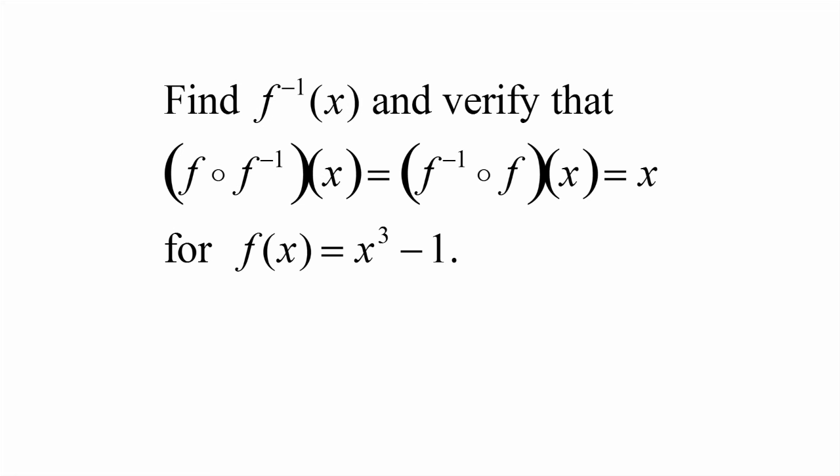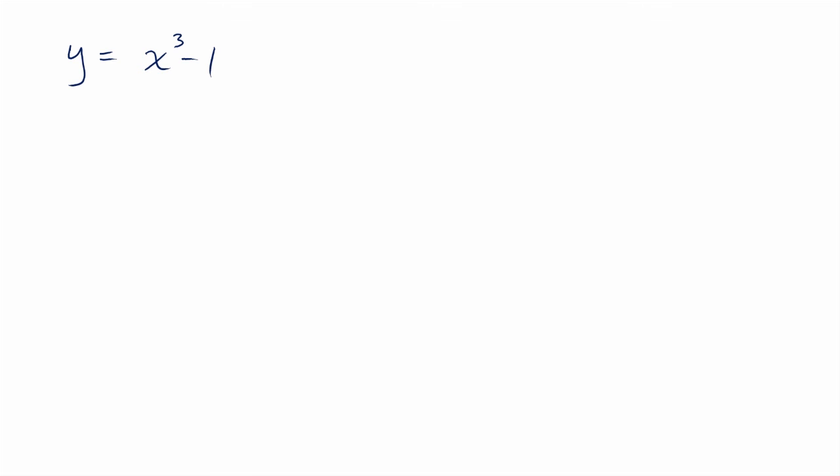Find f inverse of x and verify that f of f inverse of x equals f inverse of f of x equals x, for f of x equals x cubed minus 1. So let's start by substituting y in for f of x, and our first step is to solve this equation for x. So we would get x cubed is equal to y plus 1. Now taking the cube root of both sides, we get x equals the cube root of y plus 1.